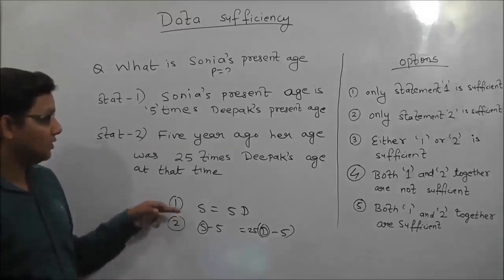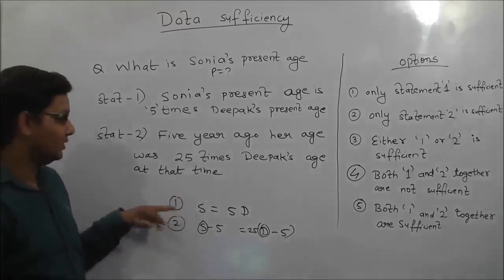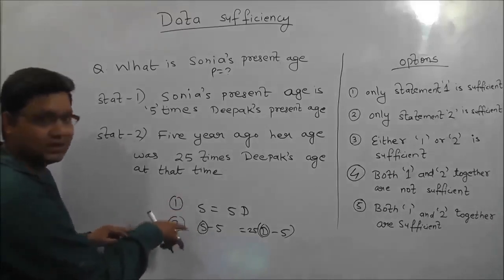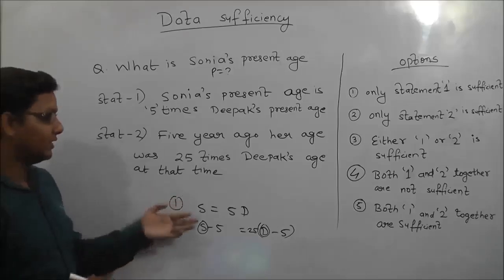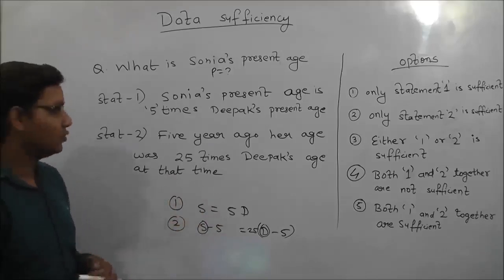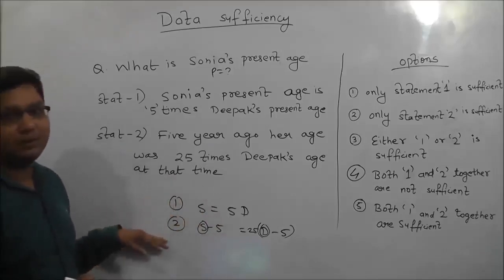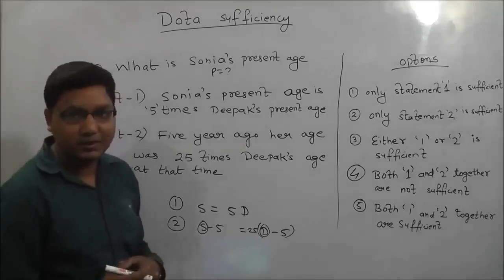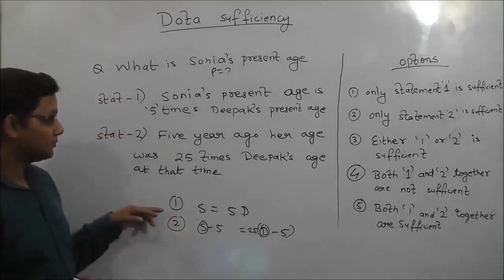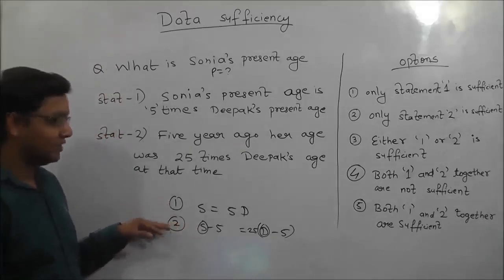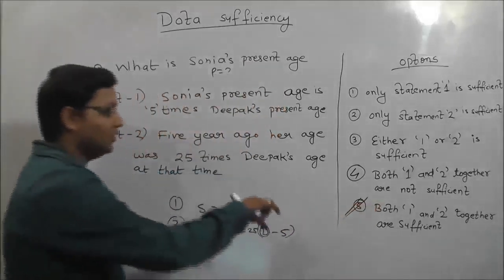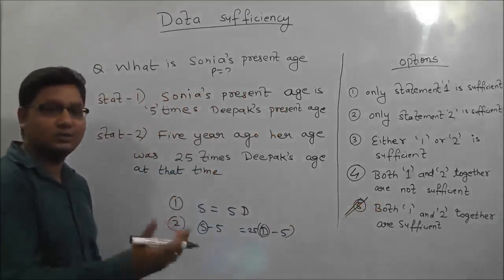Now the step is to combine both the statements. After combining both the statements, we can see that there are two equations and two unknowns. So we can get the answers and we can get the present age of both of them. So our answer can be solved by combining both of them. One thing you should remember is that we should not solve the complete question in data sufficiency. So our answer will be both the statements together can give the answer. That is option 5, so option 5 is the correct answer. Let's move to our next question.